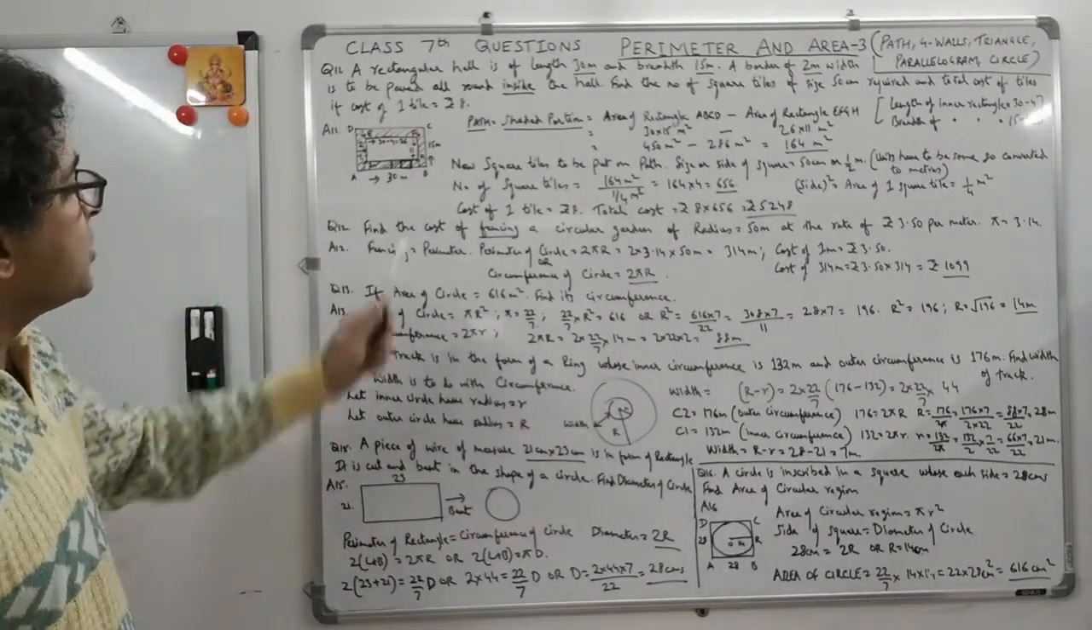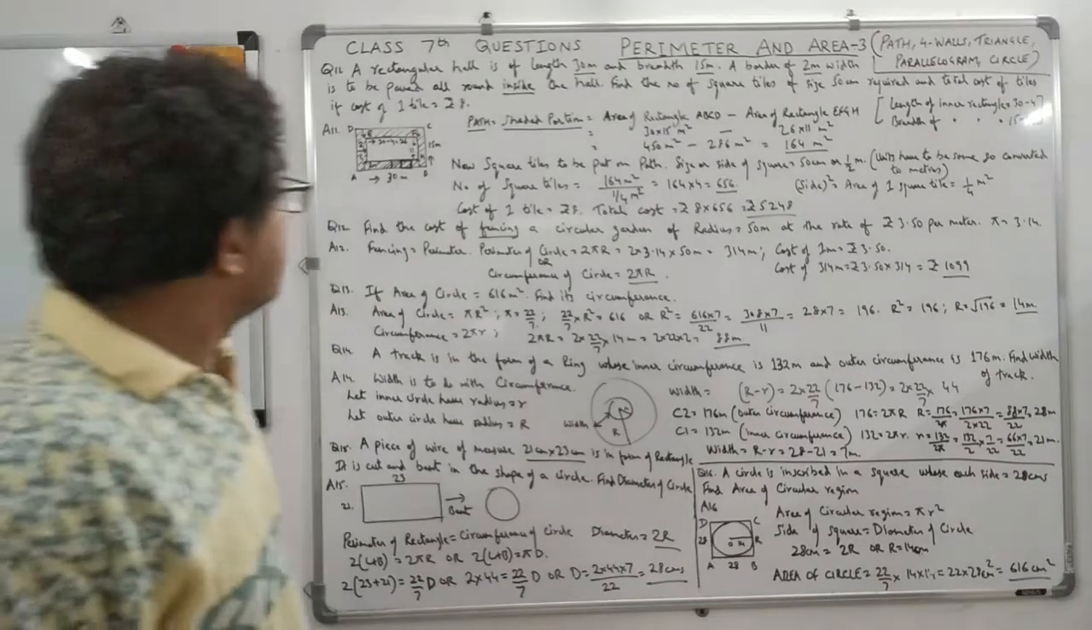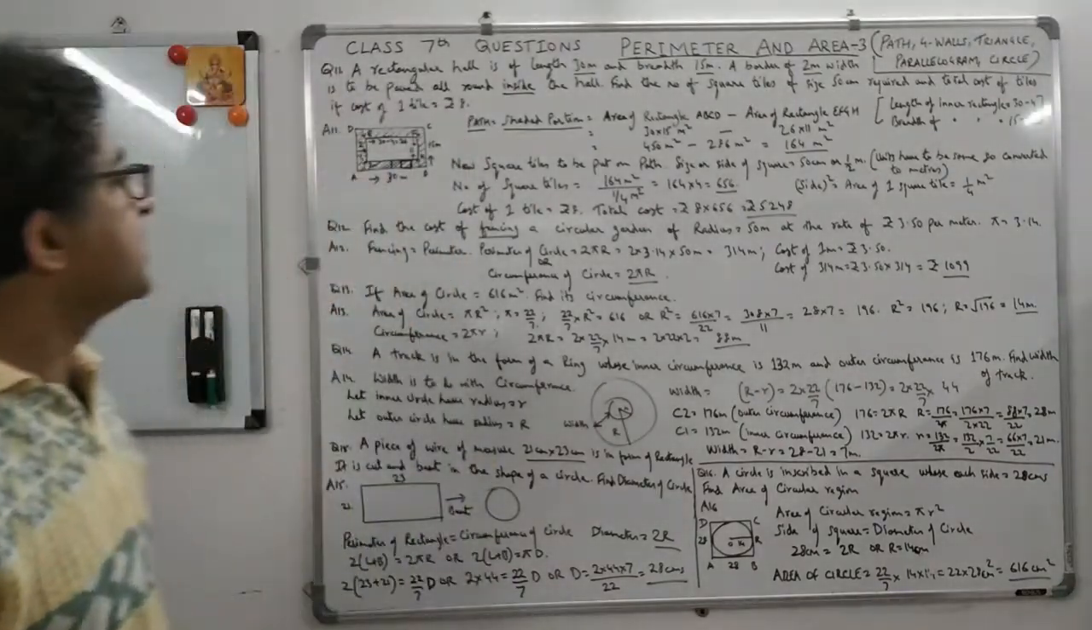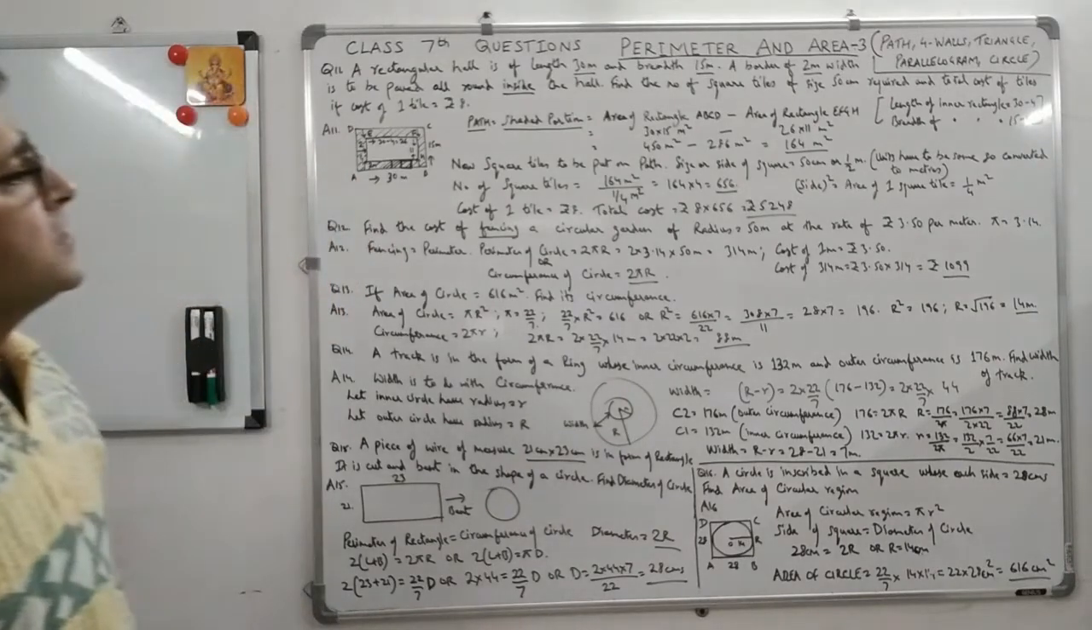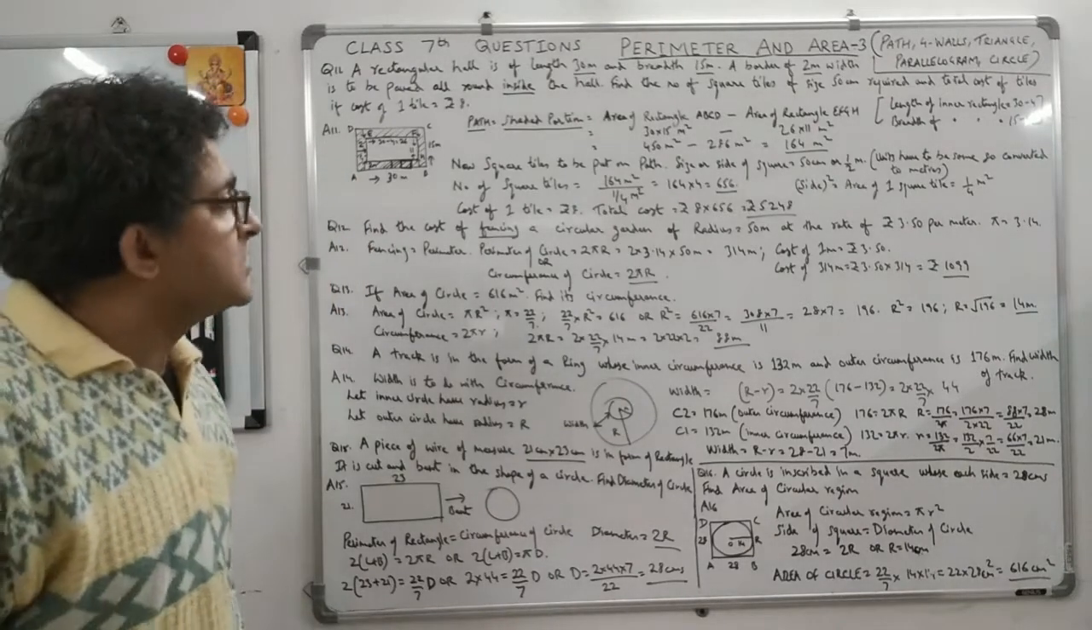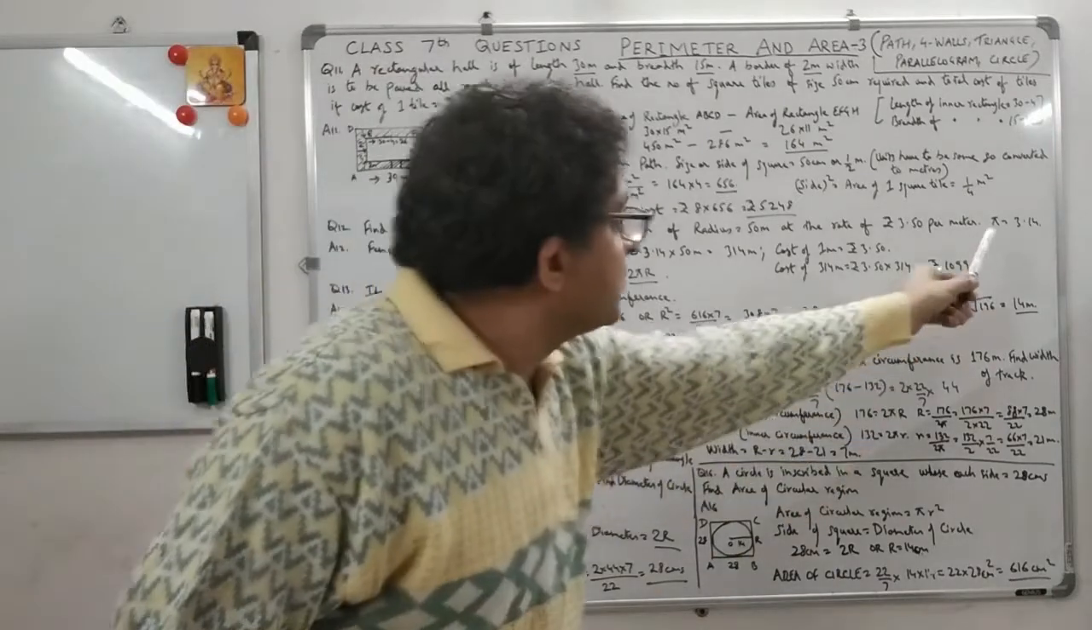Next question. Find the cost of fencing a circular garden of radius 50 meter at the rate of 3.50 per meter. Pi is 3.14. You know this.